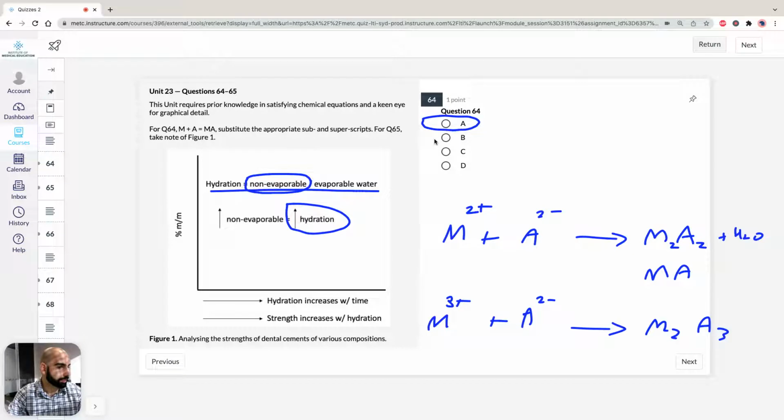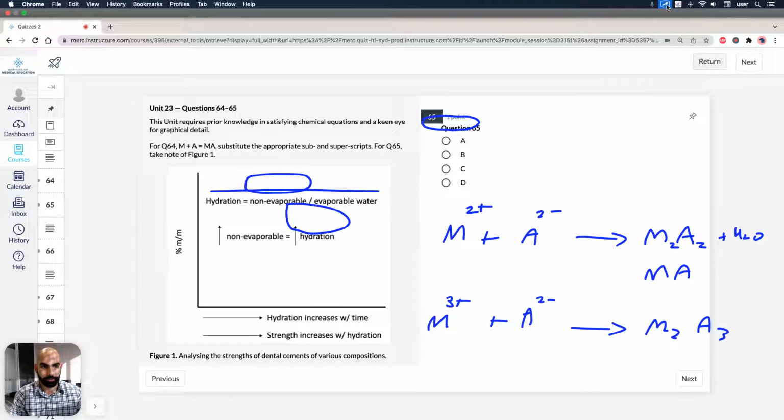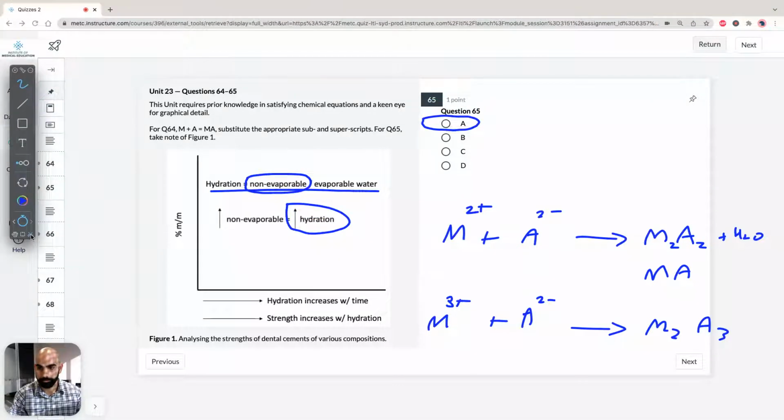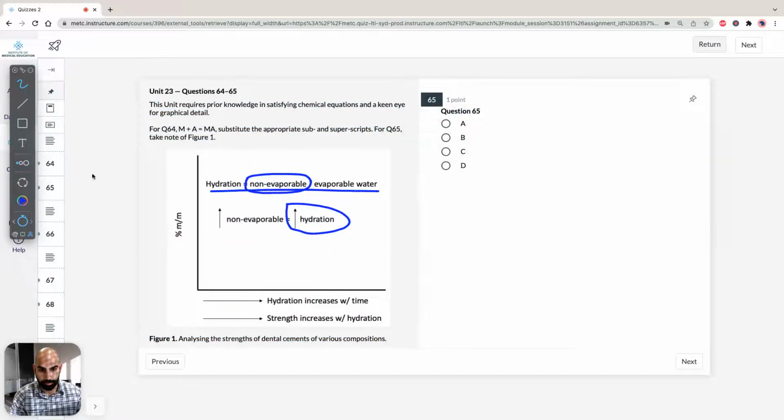So that's 64. If we take a look now at 65, it says, which of the following is true based on the information given? Okay, so let's look at 65. Let me just crisscross this off. I'll leave them both up. Actually, I'll just get rid of all of it actually.